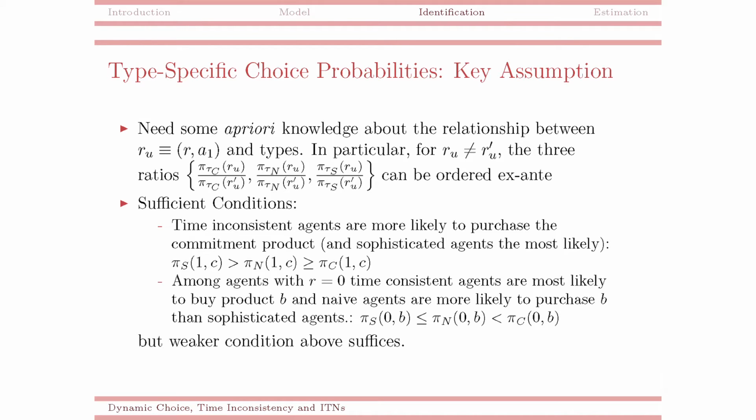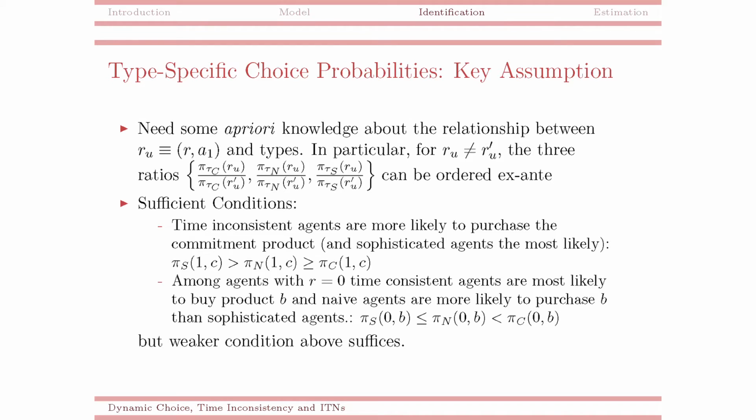The weakest restriction we've been able to come up with so far is that we should be able to order these ratios that I write down over here ex ante, before we do the identification. You can think of this as something like a monotone likelihood ratio, though not quite. Each of these ratios is the probability that an agent is of a particular type relative to some other, evaluated at two different points of R. A set of sufficient conditions that would guarantee an ordering is written down in the second set of slides.